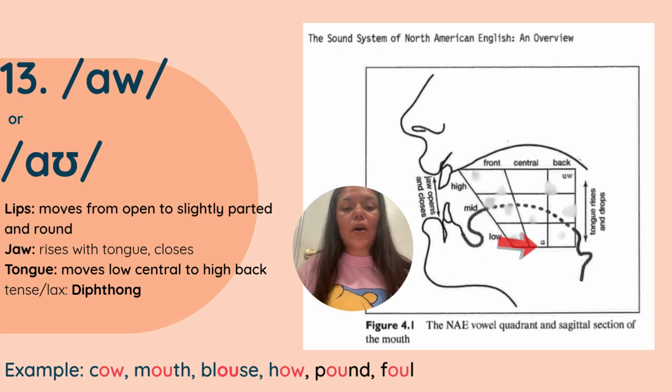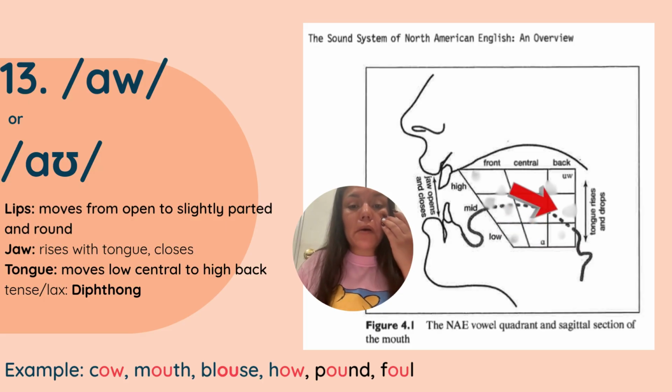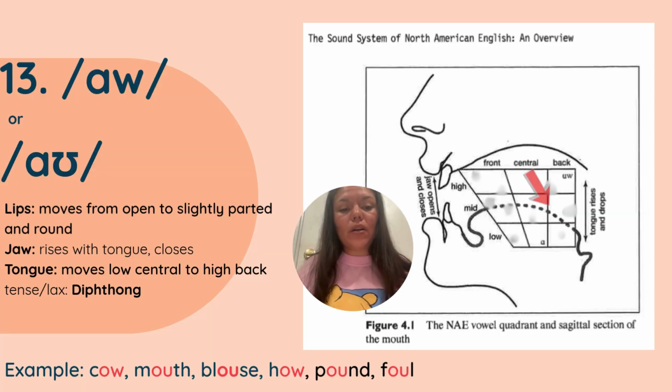Our second diphthong is the ow sound. Now, when we create the ow sound, our lips move from open to slightly parted and round. Ow. And our jaw rises with the tongue and it closes. Our tongue moves from low central, as we see down here, to high and back. Again, because it is gliding across quadrants this way, it is a diphthong.